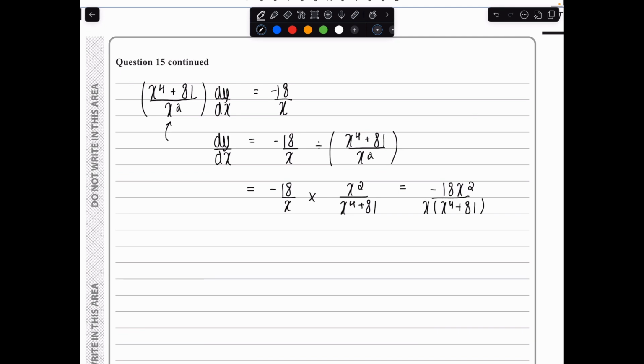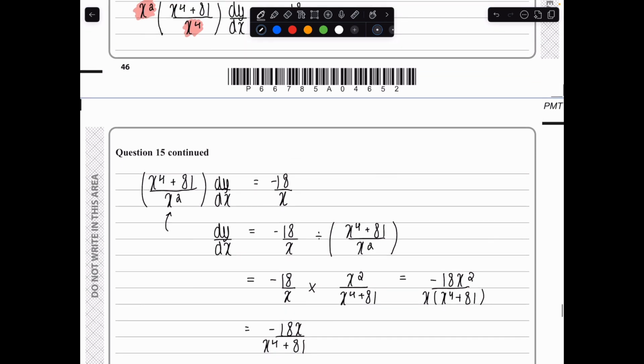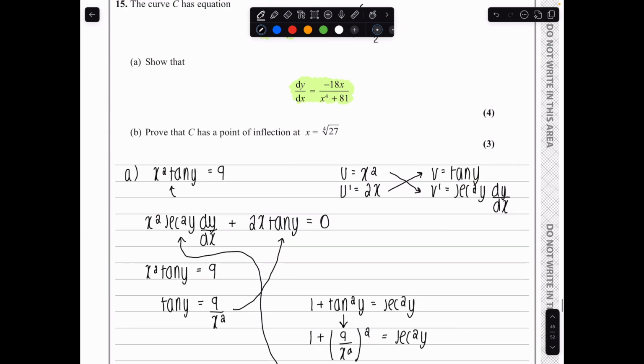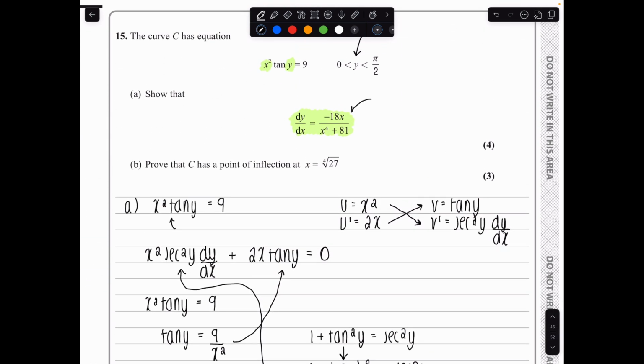Now the last step that we can do here to simplify is we have an x squared on the top and an x on the bottom. So we can simplify it to negative 18x over x to the 4 plus 81. So that's our answer for the derivative. So let's see if that matches what the question wants us to show. So if we look back at the question, it wants us to show this form, negative 18x over x to the 4 plus 81, and that matches with our answer. So that's part A all done.